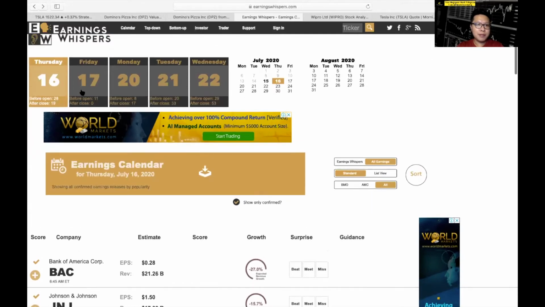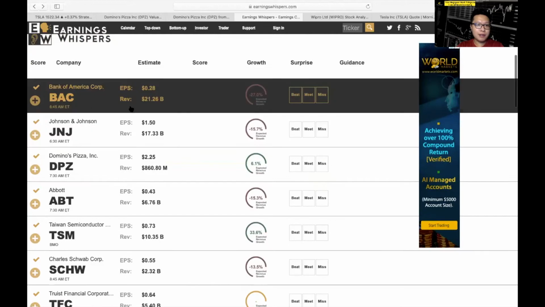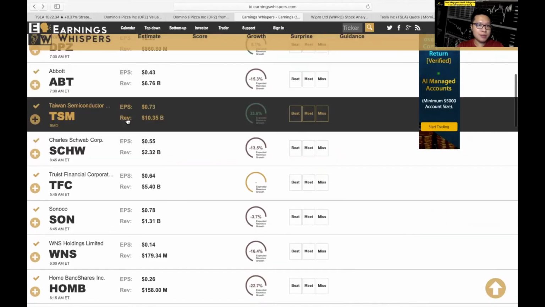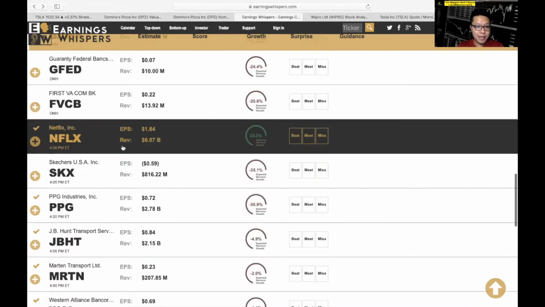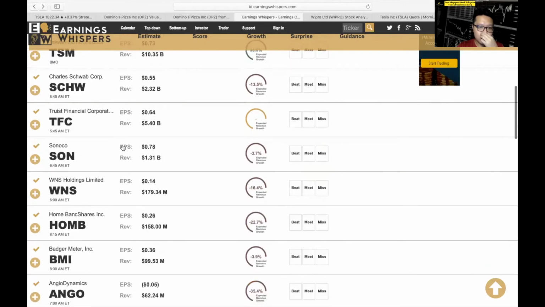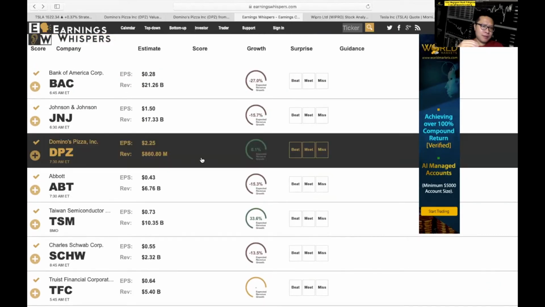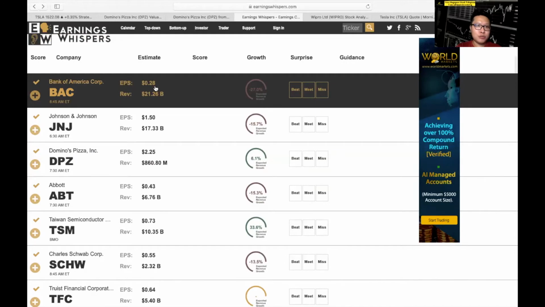So you can see, for example, this is tomorrow: Bank of America, Johnson and Johnson, Domino's Pizza, Abbott, Taiwan Semiconductor. All these companies are going to release their quarterly earnings, which also means that when they release the earnings, there will definitely be more volatility in the market. Experts estimate that Bank of America is going to make 0.28 earnings per share. But let's say the bank actually announces, I actually make 0.5. When a company exceeds the analyst expectation, what happens to the share price? The share price will fly up.